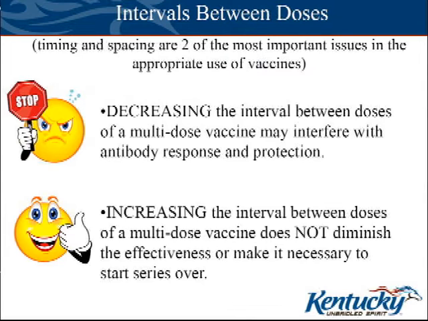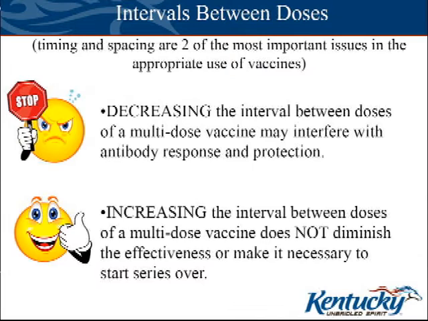In Kentucky, we recognize a 4-day grace period, and that's something that is recognized across the entire United States. But what that means is if a person comes in within 4 days of when a minimum interval has been met, you can go ahead and administer that vaccine. And here's an example of that.